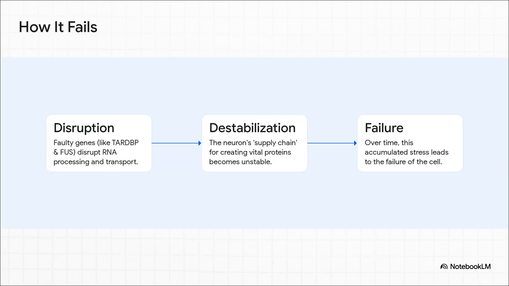So when genes that are part of the system, like TARDBP or FUS, have a fault, the entire supply chain gets gummed up and starts to fail. And for a motor neuron, which has to send supplies down a pipeline that can be several feet long, that is a catastrophic failure. The whole system becomes unstable.